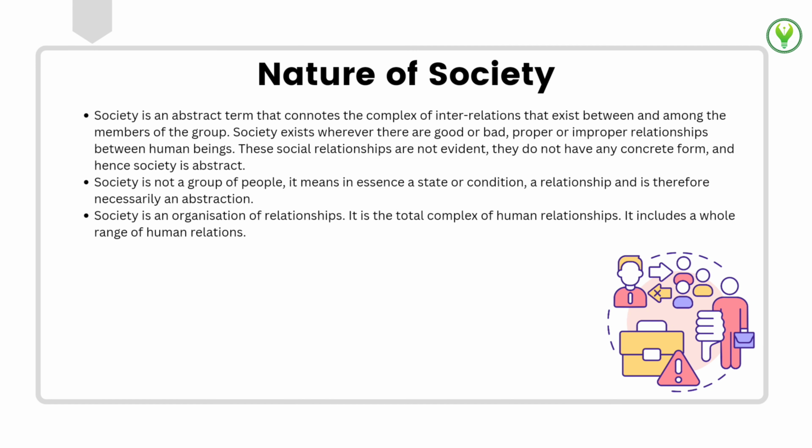It is the total complex of human relationships. It includes a whole range of human relations. Social relationships invariably possess a mental element, which takes the form of awareness of another's presence, common objective or common interest. We can say that society is the union itself, the organization, the sum of formal relations in which associating individuals are bound together. Societies consist in mutual interaction and interrelations of individuals and of the structure formed by their relations.